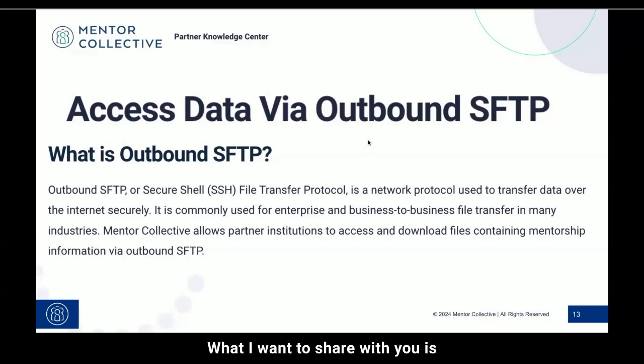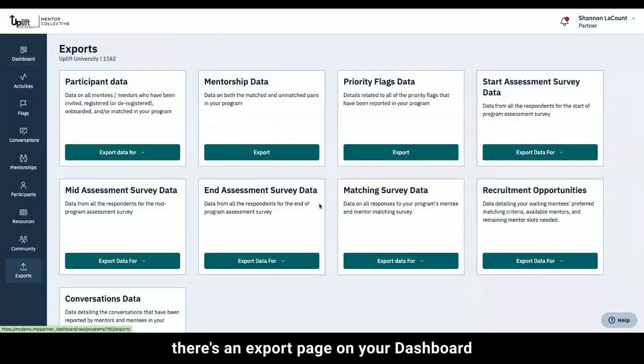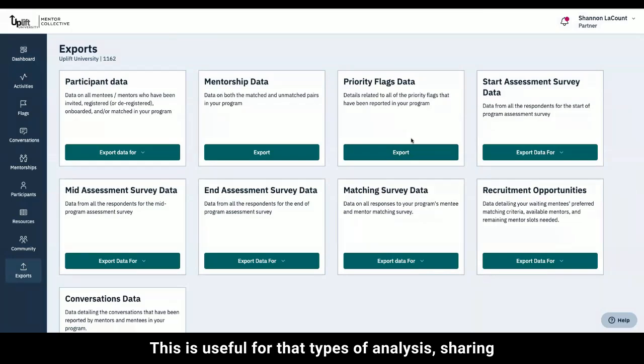So what I want to share with you is that a lot of folks are using flag data to act on directly from the dashboard, like Catherine is showing. Several are exporting the data, and if you're not familiar, there's an export page on your dashboard, and flag data can manually be exported. It comes out in a CSV file. This is useful for that type of analysis, sharing a list with other offices, just looking at the information so you can act on it as a group instead of individually one at a time.